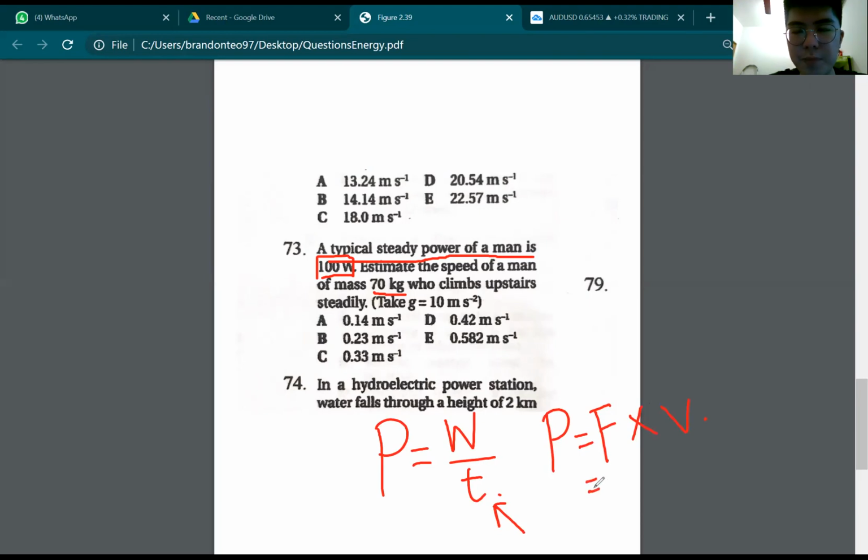So what is the force? He walks up the stairs, right? So it is his own weight. He lifts his own weight. So 700 newtons of force acting up times the velocity equals his own power, 100. So straightforward, V equals 100 divided by 700. You get 0.14 meter per second. Okay, next one.